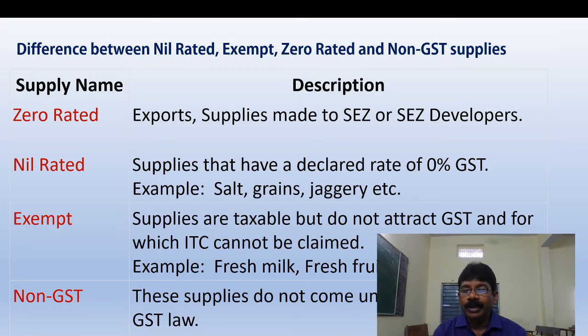Nil rated supplies are those with a declared rate of zero GST, such as salt, grains, jaggery, and some food items. Exempted goods are taxable but do not attract GST, and ITC cannot be claimed for them. Those are fresh milk, fruits, curd, bread, etc. These are exempted.